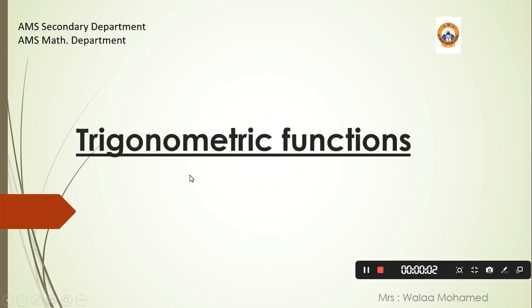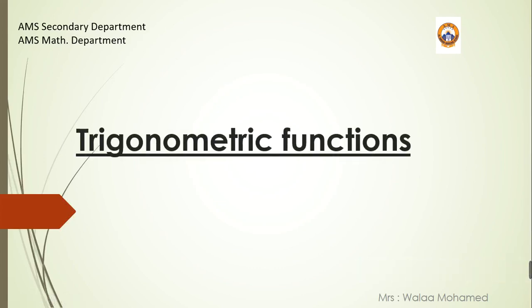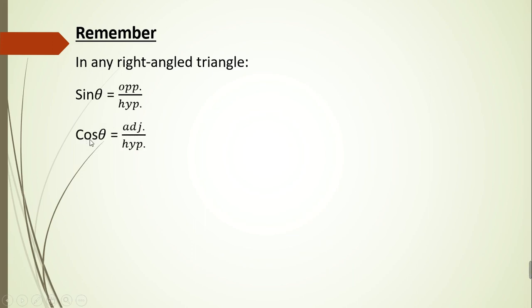Good morning, everyone. Today we will study a new lesson called trigonometric functions. Remember that in the previous year we studied the main trigonometrical ratios of the acute angle in a right angle triangle. We studied sine, cosine, and tan, where sine theta equals opposite over hypotenuse, cosine theta equals adjacent over hypotenuse, and tan theta equals opposite over adjacent.